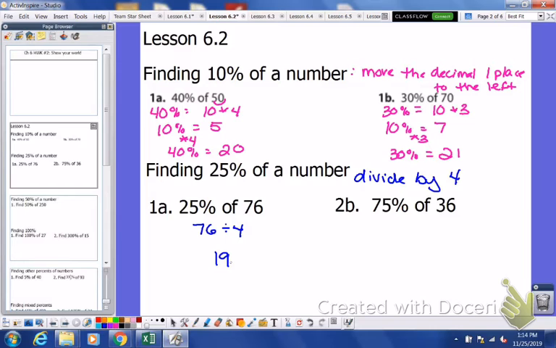And for the second one, 75% of 36. So applying our 25%, 75% would be the same as finding 25%, and then taking that times 3 because it's 3 quarters. So if we do 36 divided by 4, that gives us 9. And then 9 times 3, 75% would be 27. Now, you're not always going to have to write all this work out. I'm just writing it out so that you can fill it into your notes and look back at it as a reference. Okay, so there's our quarters.